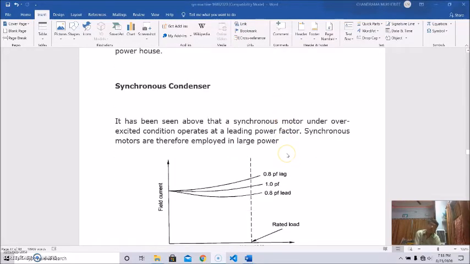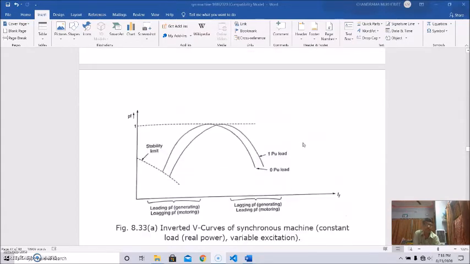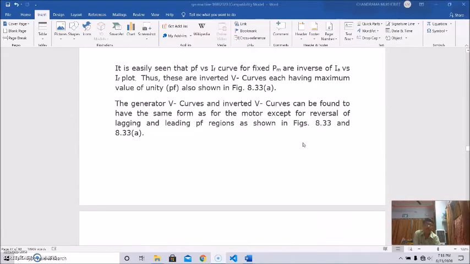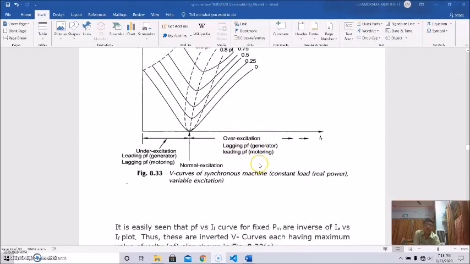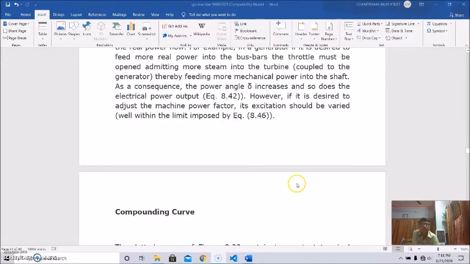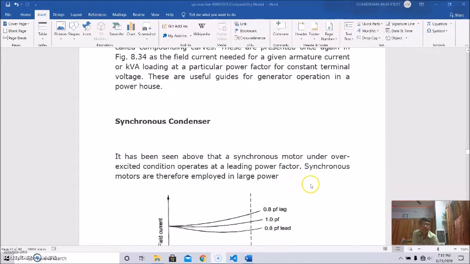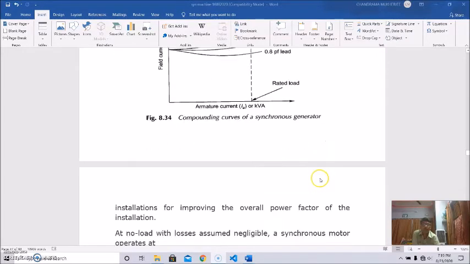It is also seen that a synchronous motor under overexcited condition operates at a leading power factor. That we have seen in the earlier diagrams also. At leading power factor the synchronous motor operates, and synchronous motors are therefore employed in large power installations for improving the overall power factor of the installations.